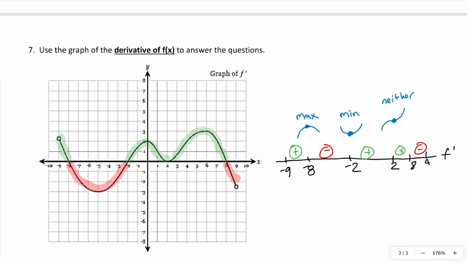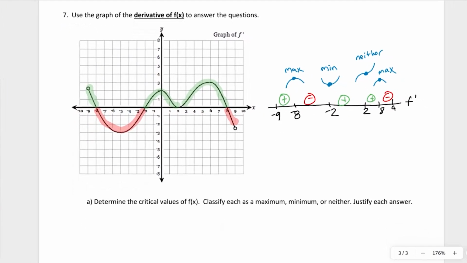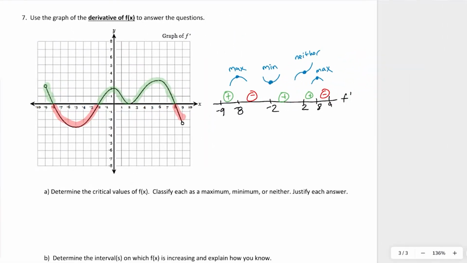This is still a critical point, but it does not result in an extreme value. And then finally at 8, we're going from positive to negative. So here we have another max. So let's see exactly what this thing is going to be asking. A says determine the critical values for f of x.